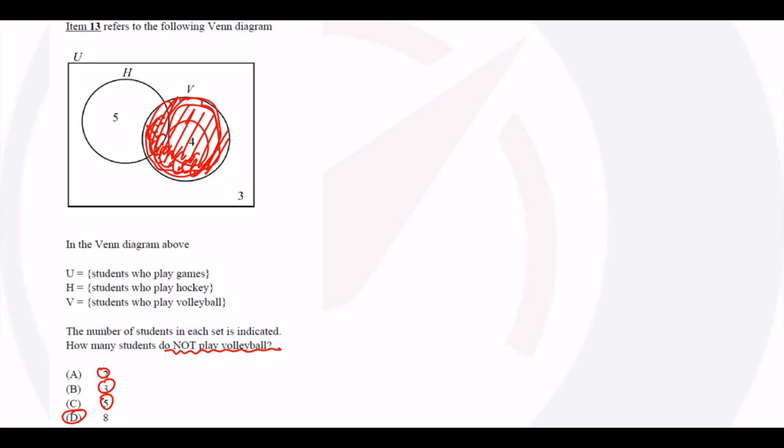So the complement of the volleyball set would be everything that is outside of the volleyball set. Therefore, that's the 5 and the 3 persons that make 8.